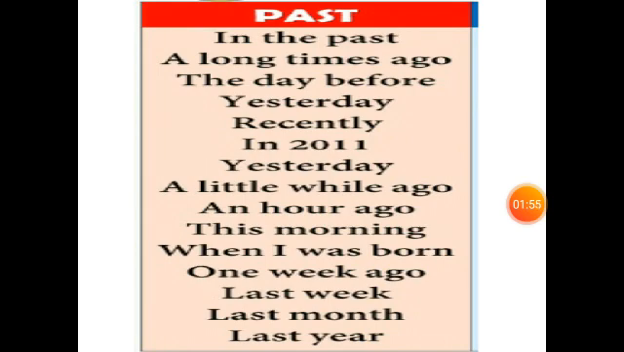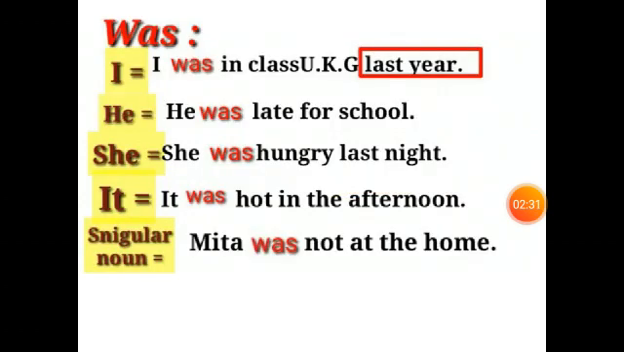Here we have some past tense words which denote that it is something which is there in the past. In the past, we use these words: a long time ago, the day before yesterday, recently, in 2011, yesterday, a little while ago, an hour ago, this morning, when I was born, one week ago, last week, last month, last year. So these are some of the words which indicate that the sentence is in past tense.